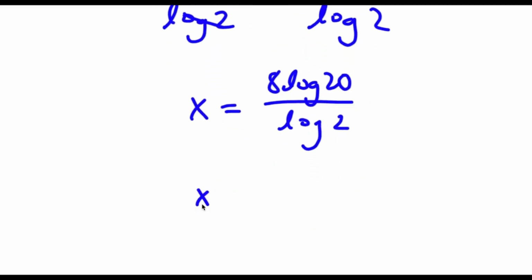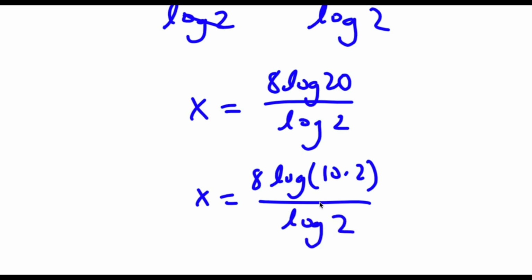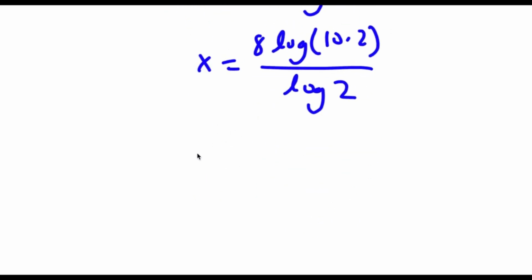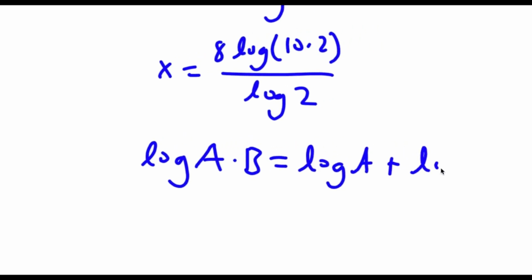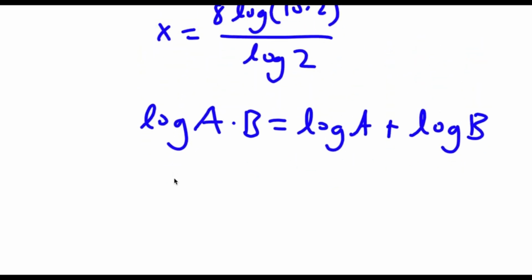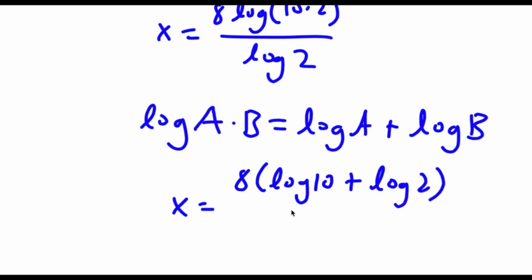Now 20 we can rewrite as 10 times 2. So I have this over log 2. And now if I have something in the form log a times b, this is equal to log a plus log b. So in this case, log 10 times 2 is going to equal log 10 plus log 2. Now I have this over log 2.